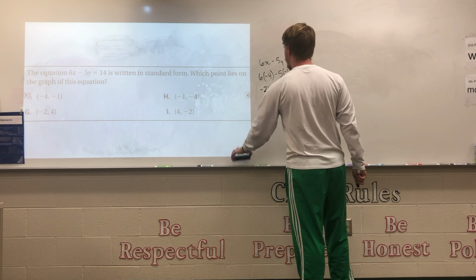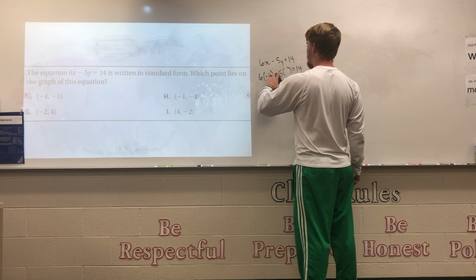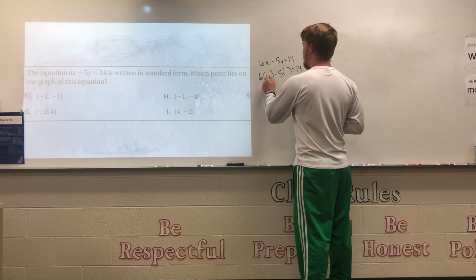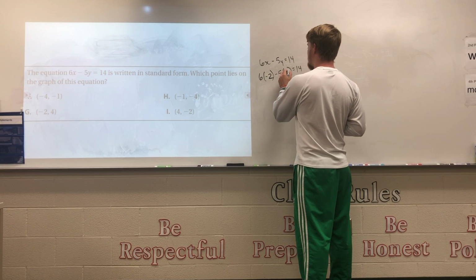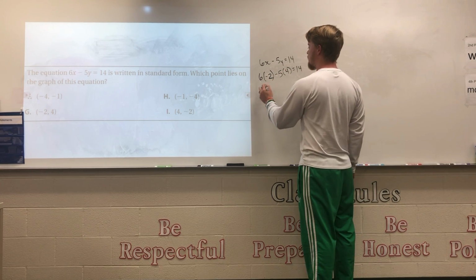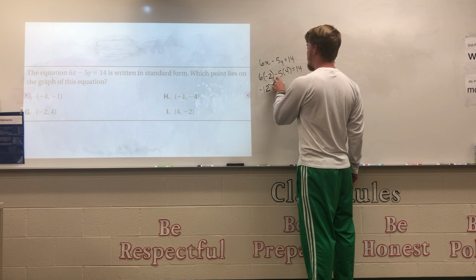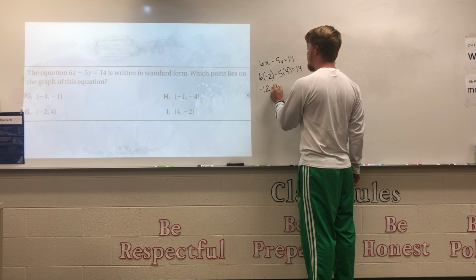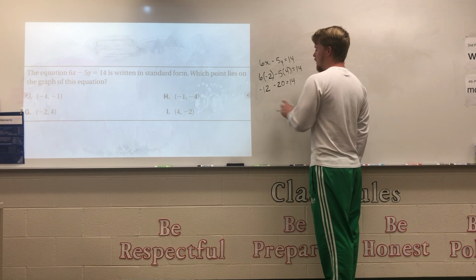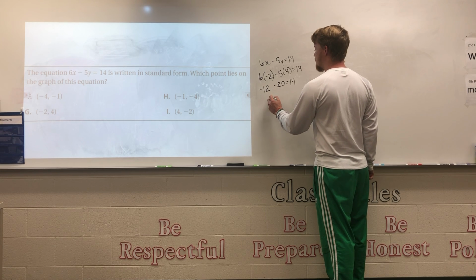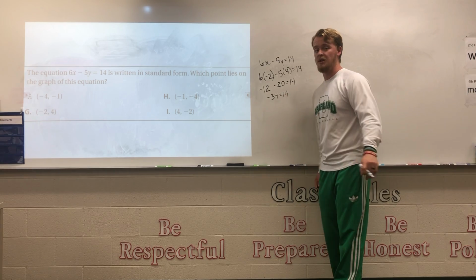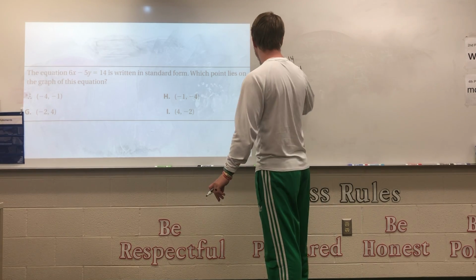So I just repeat that process with the other ones. So next one. We have G, where -2 is my x, 4 is my y. 6 times -2 is -12. -5 times 4 is -20. -12 minus 20 is -34. So once again, it does not match 14, so therefore that is not my answer.